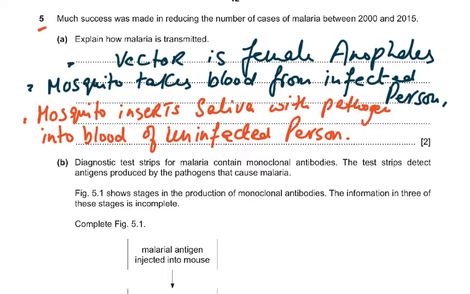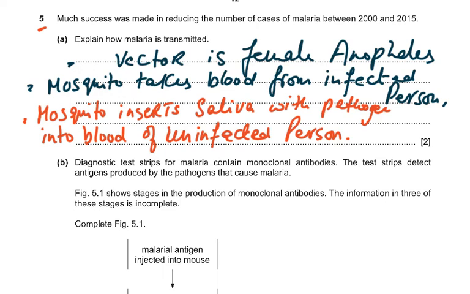Question 5. Much success was made in reducing the number of cases of malaria between 2000 and 2015. Explain how malaria is transmitted. How is it transferred from one person to another? If I have malaria, how can I give it to another person? Vector is the female Anopheles mosquito.